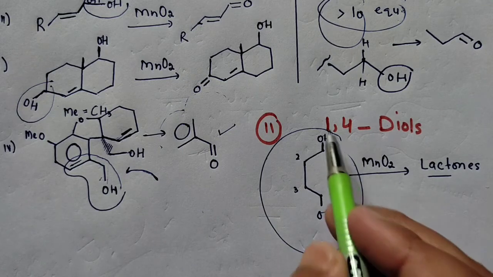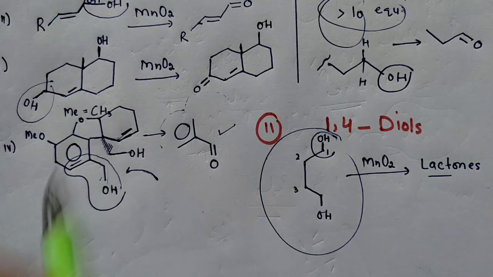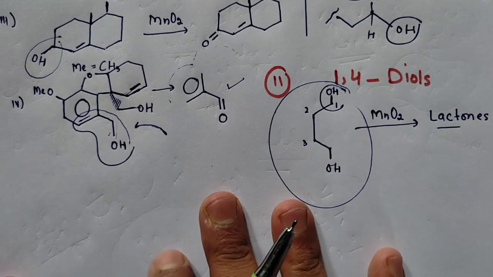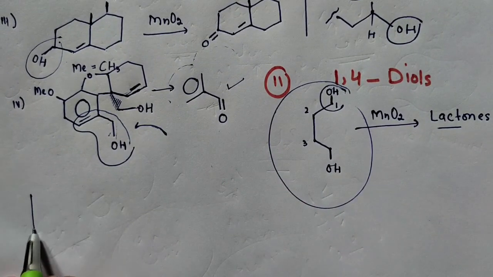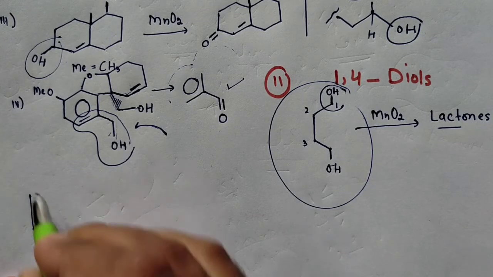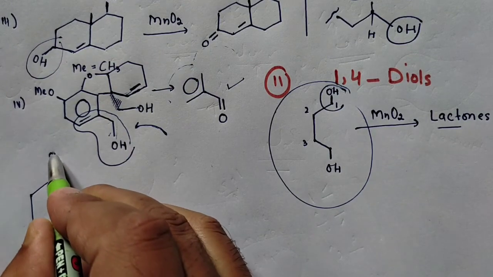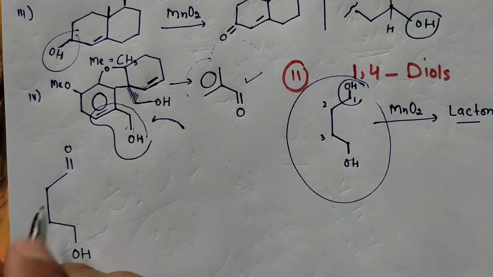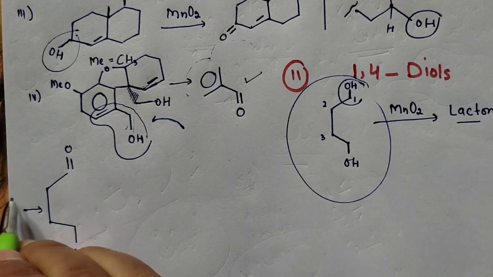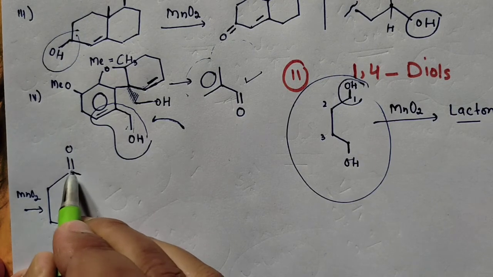Isme do groups hote hain. First it will oxidize one group. Alcohol ki highest oxidation level, uske baad kya hai? Second one, that is carbonyl as usual. So it will happen like this. Let us make the mechanism. This is one group. First one group will oxidize, so this will get converted to carbonyl. Okay, in step number one. So let us say, yahan se we added MnO2 to that 1,4 diol. So one group gets converted to carbonyl.